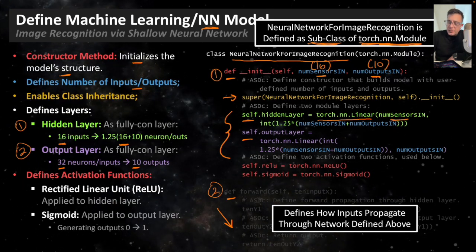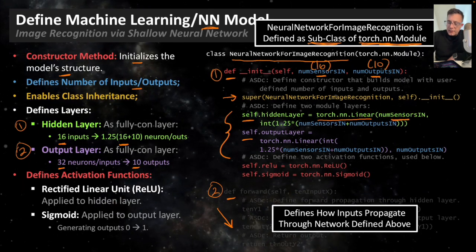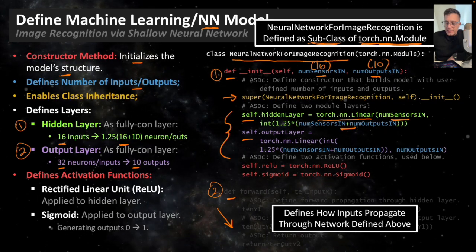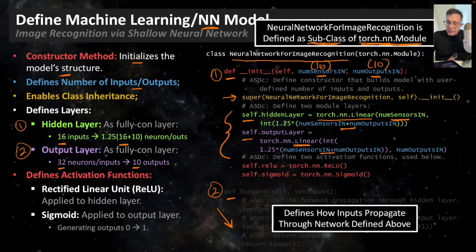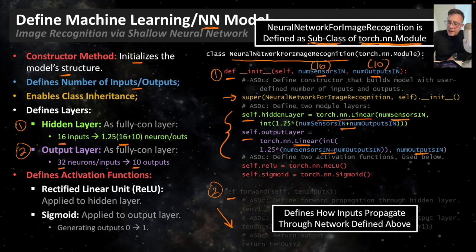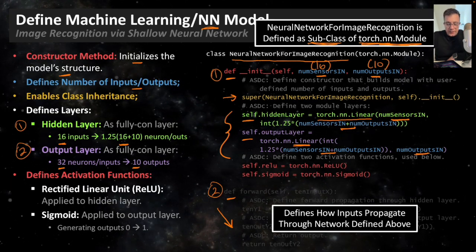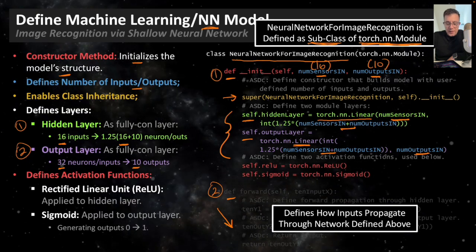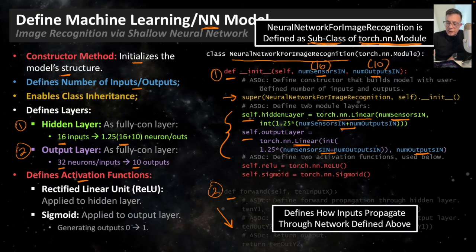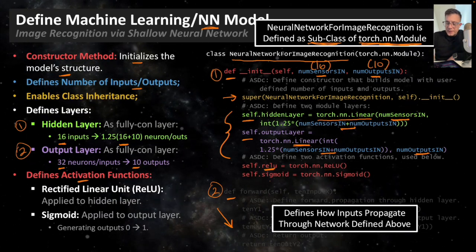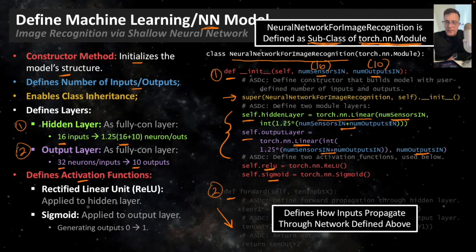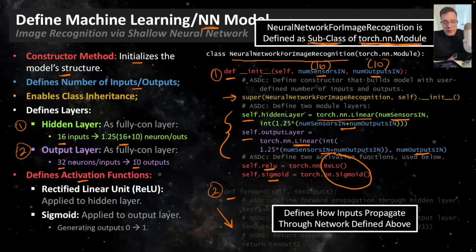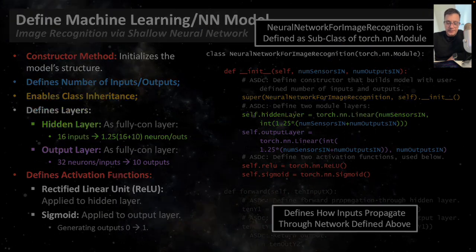Here we define the number of inputs for the hidden layer, number of outputs for the hidden layer. Again, we use the linear class. We define the number of inputs for the output layer and number of outputs for the output layer. Finally, within the constructor method, we need to define the activation functions, the rectified linear unit, as well as the sigmoid, and both of those are just defined as instances from their corresponding classes within the PyTorch library.